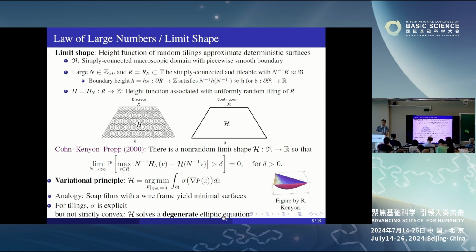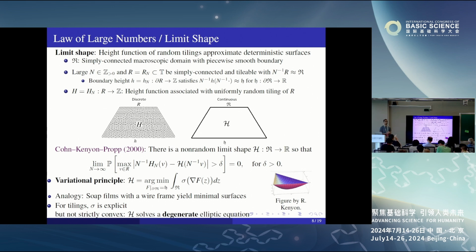Minimal surfaces can be described as minimizers of a variational principle, where the sigma is going to be the area functional. And the wireframe is the analog of this h. It's telling what the boundary condition is. So in this case, a somewhat similar phenomenon is happening. This tiling limit shape is going to converge to the minimizer of a variational problem. Now, for tilings, this sigma is explicit. It's actually given by a sum of Lobachevsky functions. I have not written it down. It's a bit complicated, but it is totally explicit.